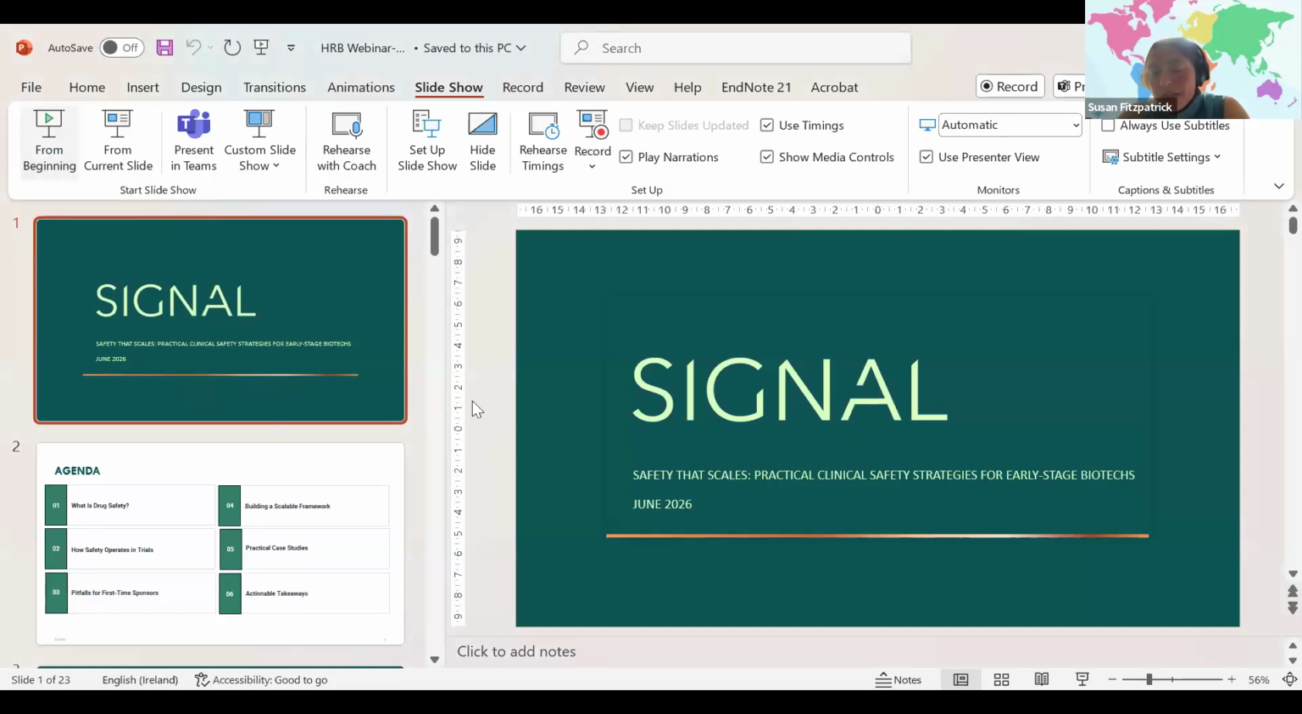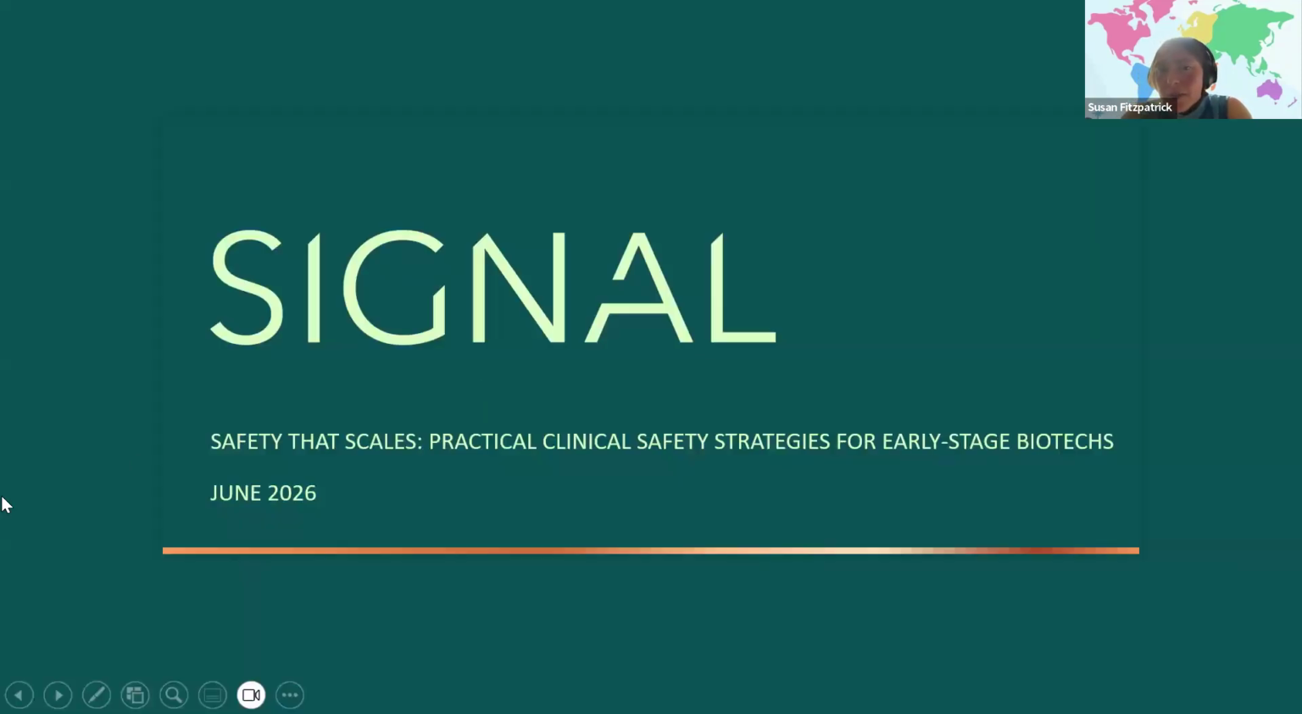So over the course of the next hour, I'd like to focus on one of the most important but maybe less visible aspects of drug development, and that's drug safety. When most people think about drug development, they naturally think about whether a medication works. But long before efficacy determines our commercial success, safety determines whether a program is actually allowed to continue. So, next slide, please.